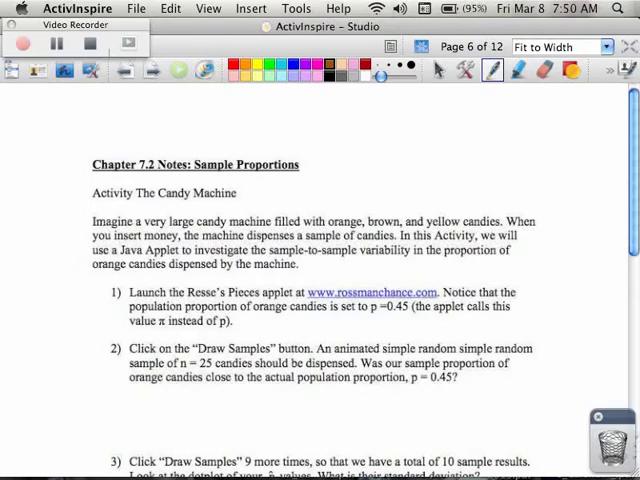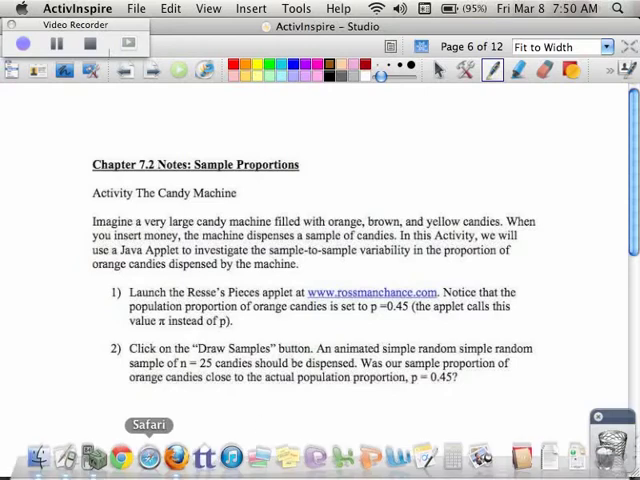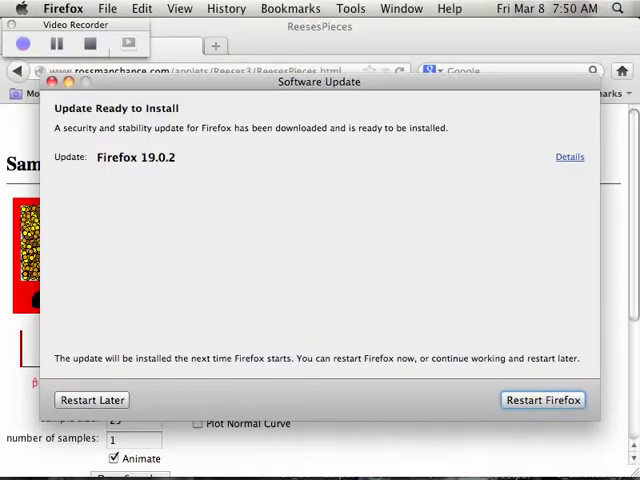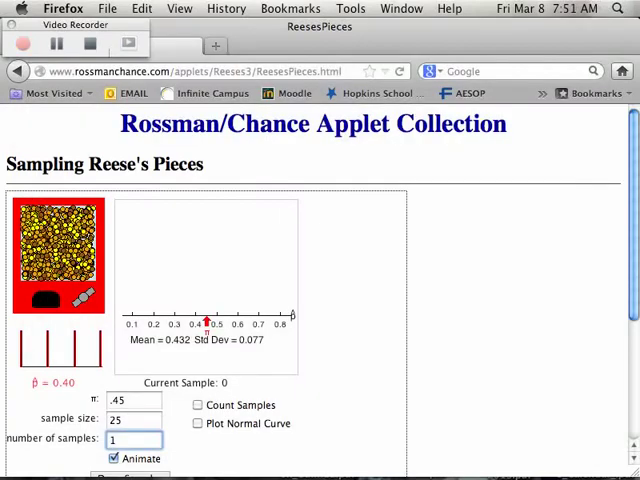So I'm going to launch this Reese's Pieces applet, and we're going to notice the population proportion is set to 0.45, already in the machine. They call that pi instead of p. I don't really know why. So here it is. And then it says we're going to draw some samples. You see here where it says pi, that's really p. And it says we're going to do a sample size of 25. So down below you'll see sample size of 25. And we're going to do a random sample.